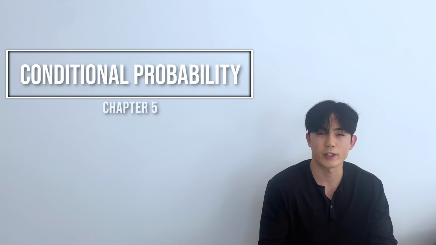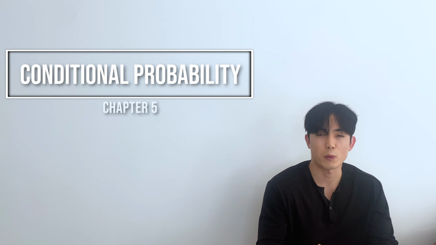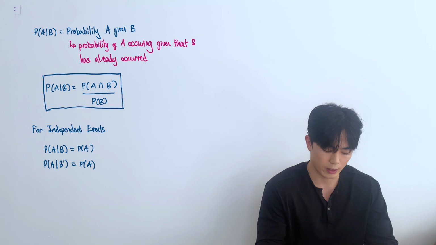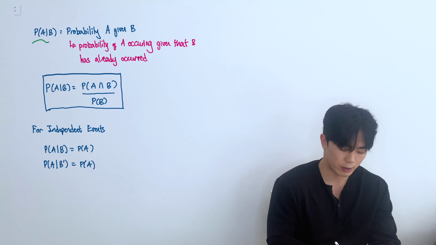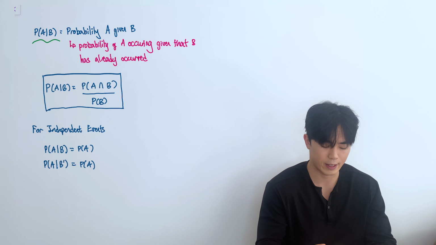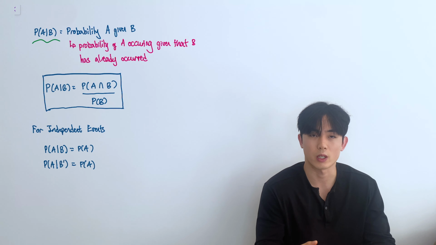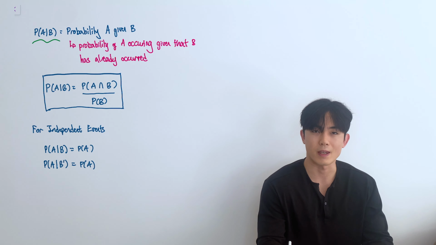Alright, so for the final video in this probability section, we're going to be looking at conditional probability. This is when we have a certain condition regarding a probability. For example, we might see this notation here. This reads as probability of A given B. That's how you go about reading it. What it just means is, what's the probability of A occurring given that B has already occurred?